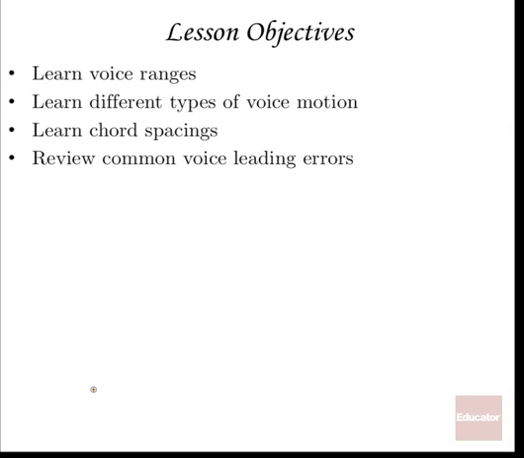So the objectives for this lesson, before we get into connecting triads together, we're going to learn the voice ranges, and then we're going to look at the different types of voice motion that can occur between two or more voices. And then we're going to learn a little bit about chord spacings. And then we're going to look at some common voice leading errors based on the things we've covered in this lesson.